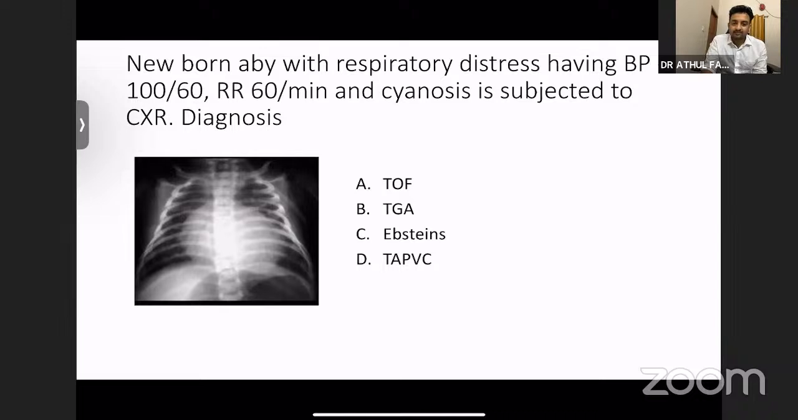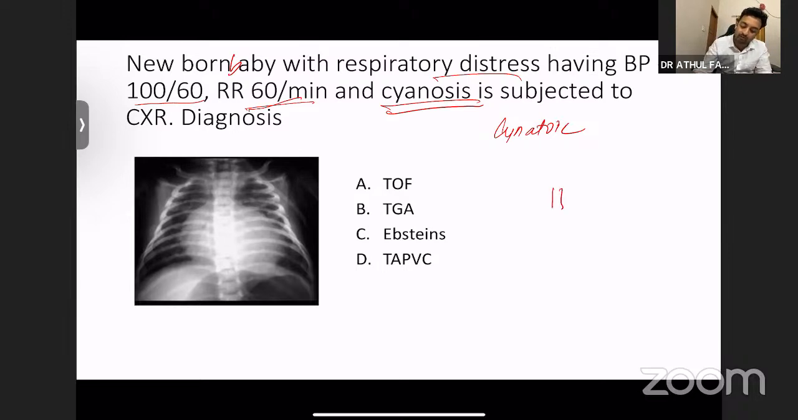The other thing is pediatric chest x-rays with the heart. That is very, very important. Here a newborn baby presented with respiratory distress. He has a blood pressure of 100 systolic. Respiratory rate is very high, 60 per minute. The patient is presenting with cyanosis, so you know this is a cyanotic heart disease. And they are giving an x-ray image.